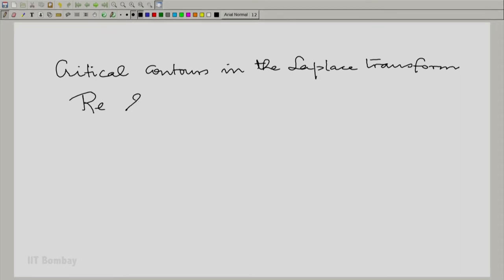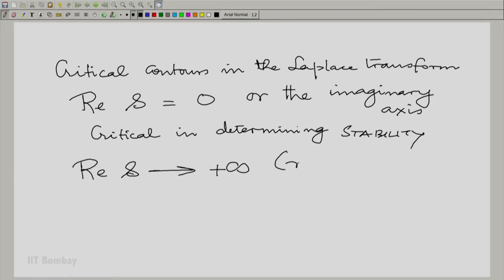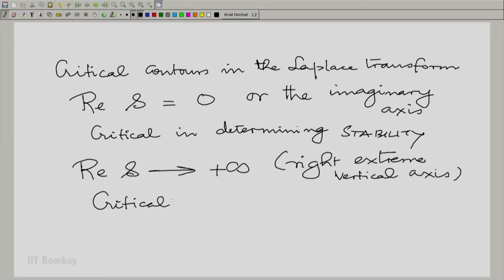Real part of s equal to 0, or the imaginary axis, is critical in determining stability. Real part of s tending to plus infinity, or the right extreme vertical axis, is critical in determining causality.